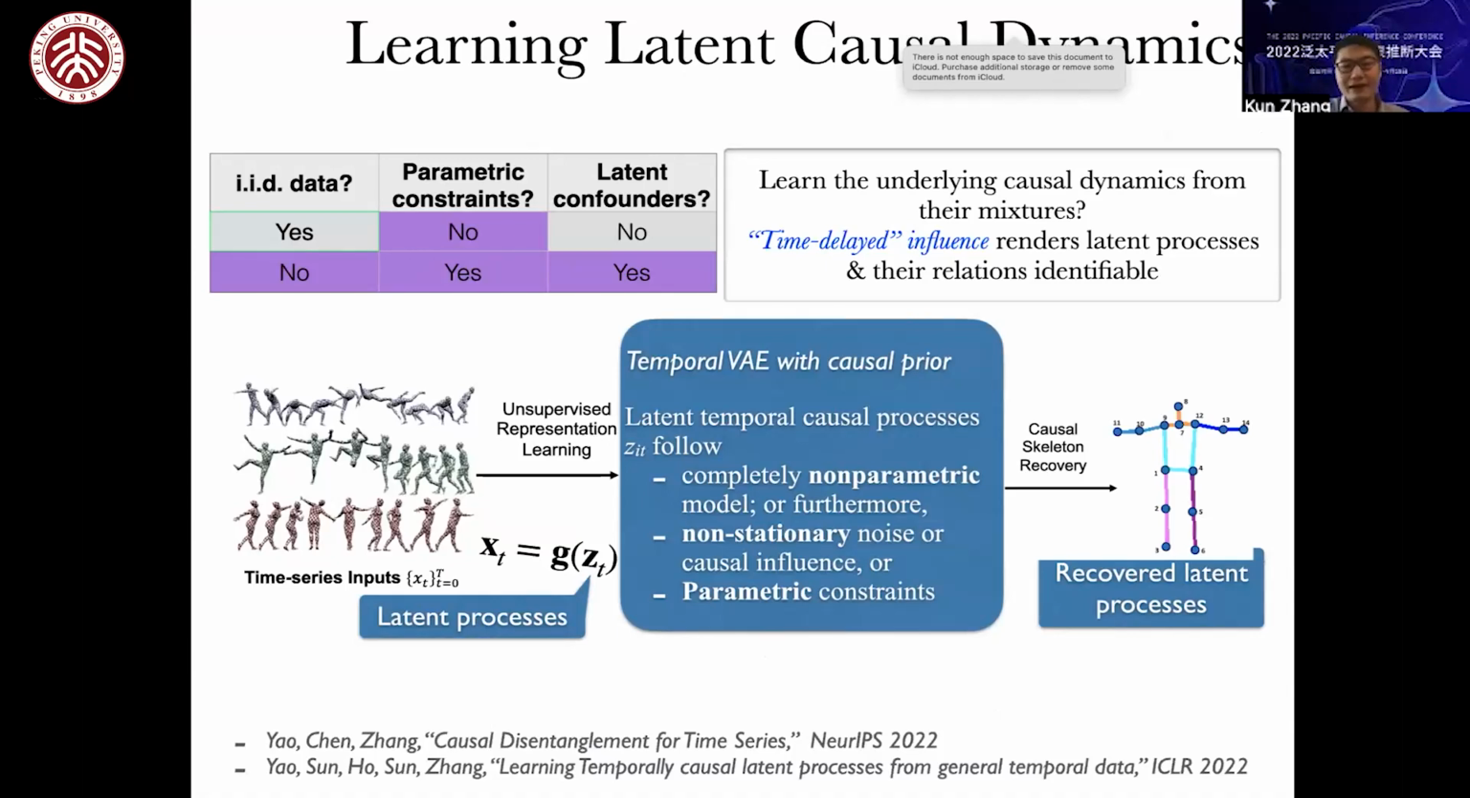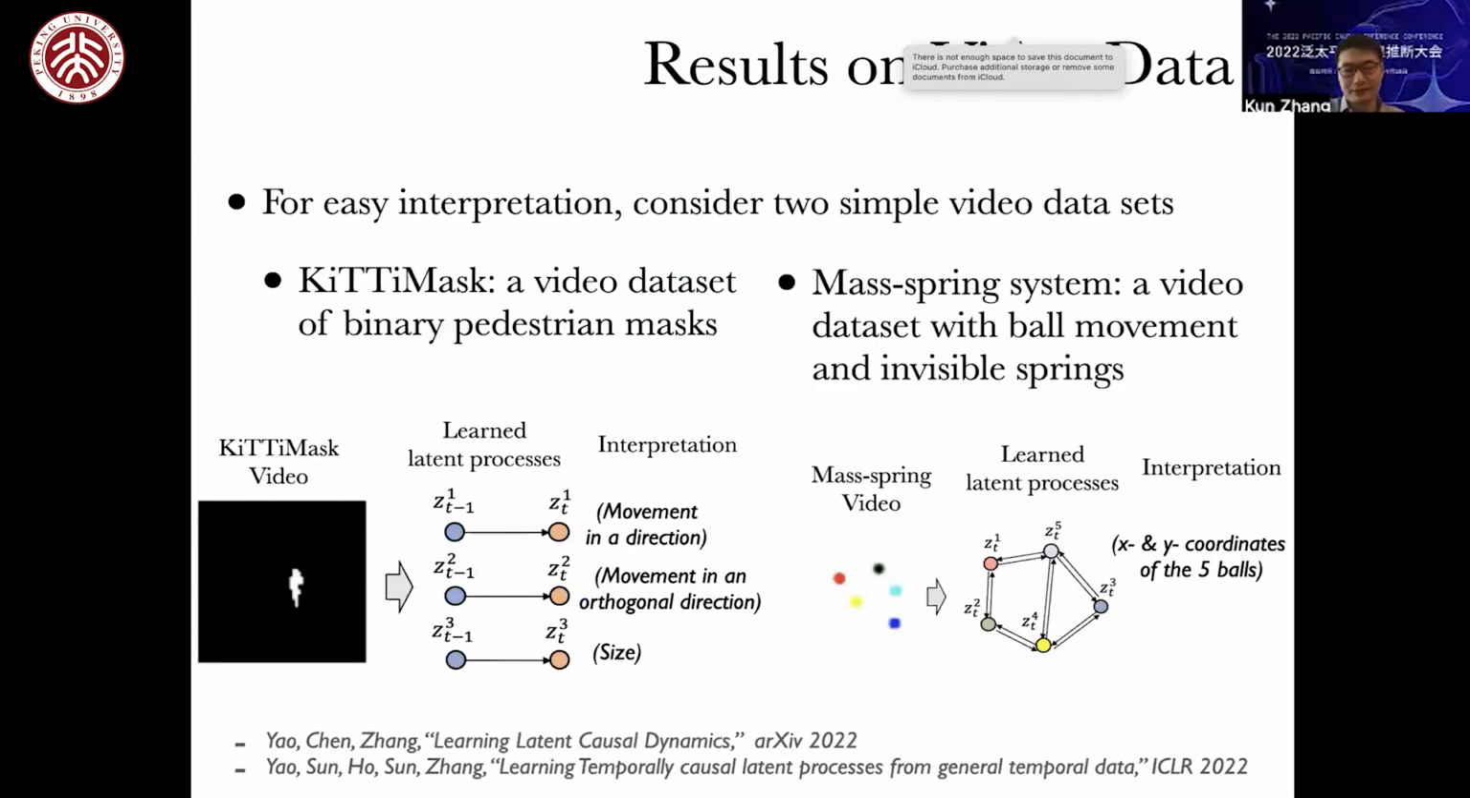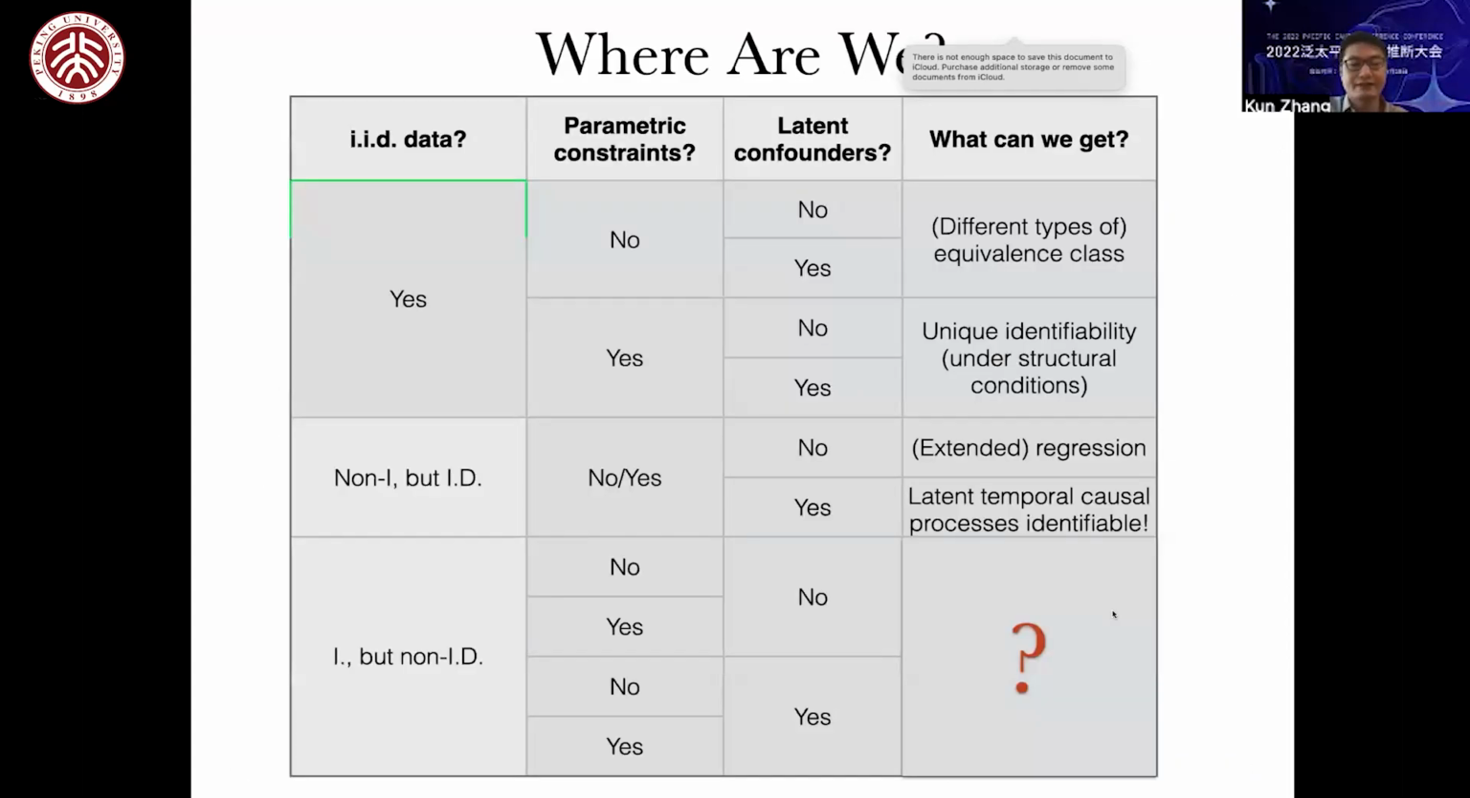And then under very mild assumptions, we can recover all those latent processes, as you can see from those 2 very simple examples. In the first example, we have a video dataset. With this video as input, we can recover 3 meaningful latent variables. On the right, we have a second example. Here you can see the video of 5 balls in different colors. For some pairs of the balls, they have a hidden spring in between. With this video data as input, we can really recover those 5 balls and their relations. So we just take video data as input.